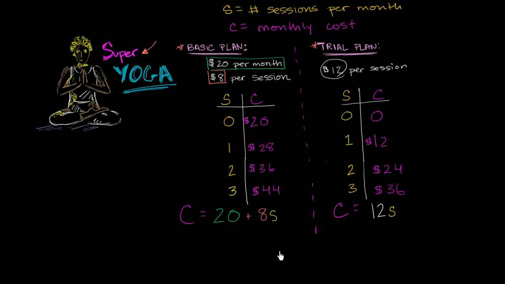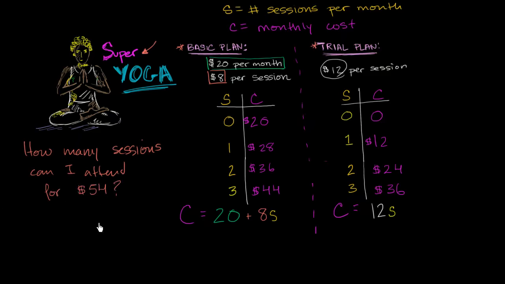But we could also answer more interesting questions with these equations. For example, how many sessions can I attend in a month for, I don't know, let's throw out something, $54. Let's say that's just my budget. When I look at my salary and how much money I have budgeted to health and fitness, this is what I can afford. And so based on that, I want to ask, how many sessions can I attend in each of these situations? So first, let's think about it for the trial plan.